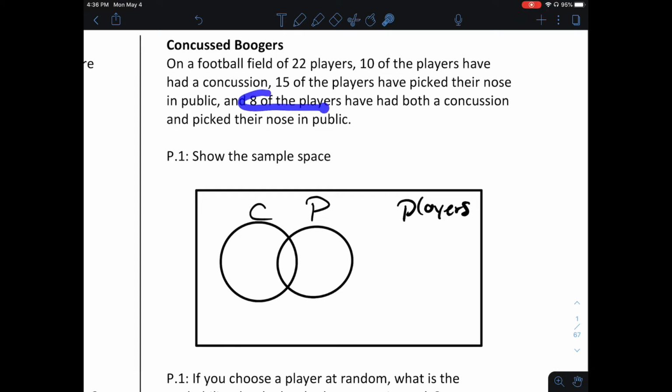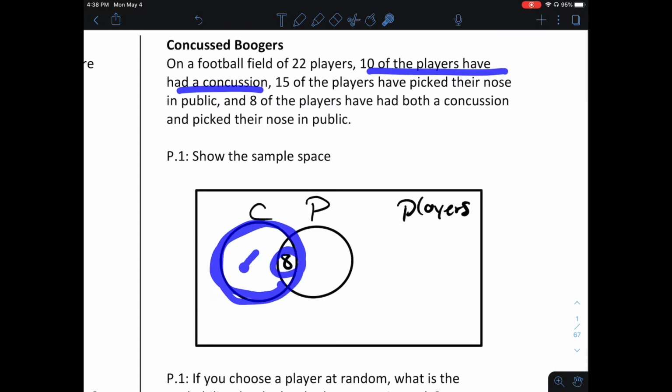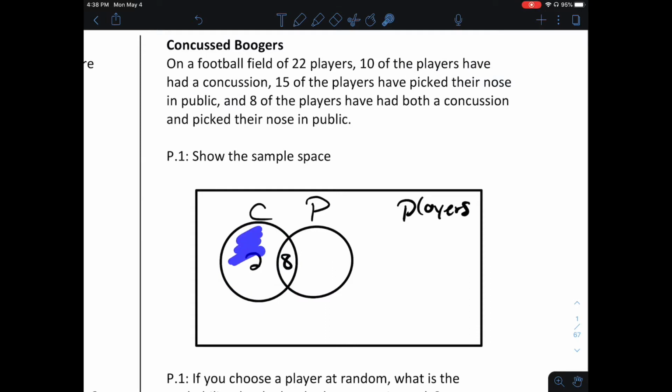Now it says 8 have had a concussion and picked their nose. So that goes in this location, which is the intersection, which means that they've experienced both things. 10 players have had a concussion. So in the circle, there should be a total of 10 numbers. We have 8 here. That must mean that there's 2 left over in this space. This 2 represents the number of players that have had a concussion but have not picked their nose in public.